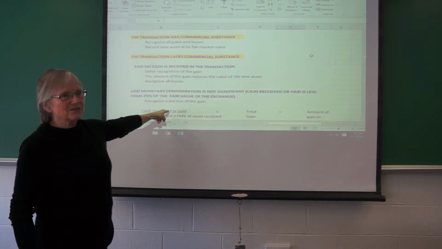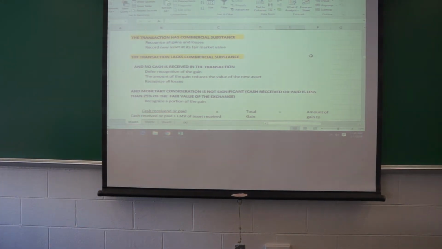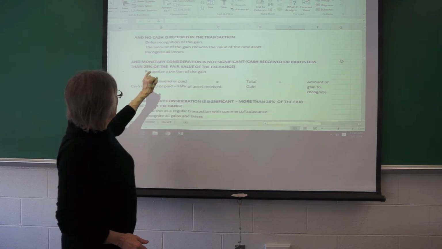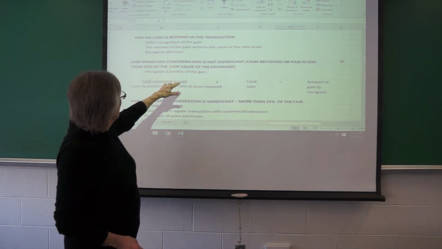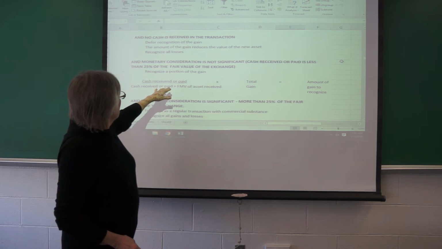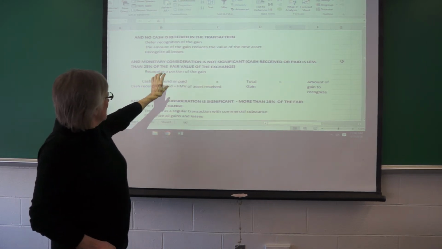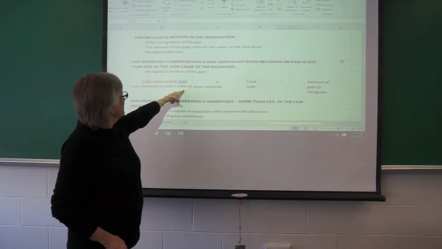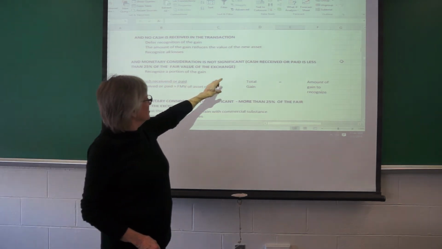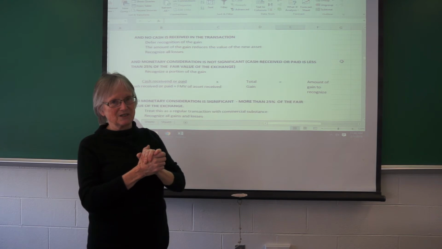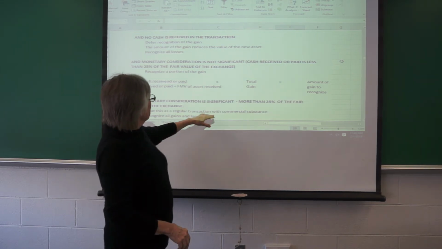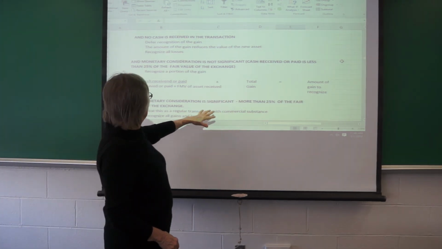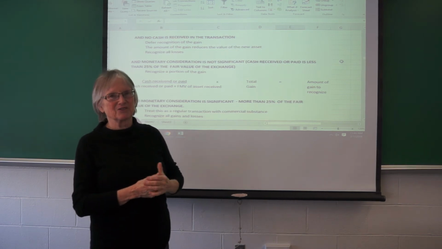Okay? The key thing, this is what really gets you on this, is if the monetary consideration, in other words, the cash involved in the transaction, is less than 25% of the fair value of the exchange, and you've got cash received or paid, then you have to do this calculation: the cash received or paid, divided by the cash received or paid plus the fair market value of the asset received, times the total gain, and that portion of the gain will be recognized. But if the monetary consideration is significant, in other words, more than 25% of the transaction, then it's treated as if it had commercial substance.